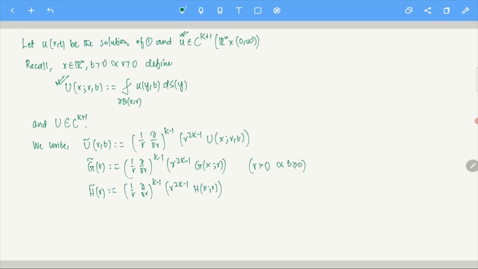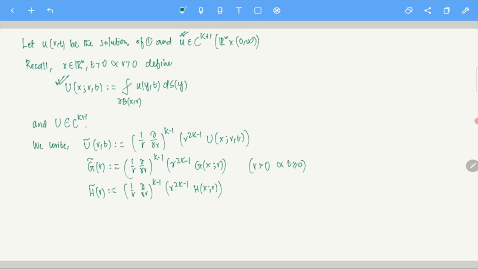Now what we did is we defined u tilde, g tilde and h tilde. So essentially we defined u tilde as r times capital U. And we showed that u tilde satisfies, if you remember, that particular one dimensional wave equation, right? Okay, so let me write it down.